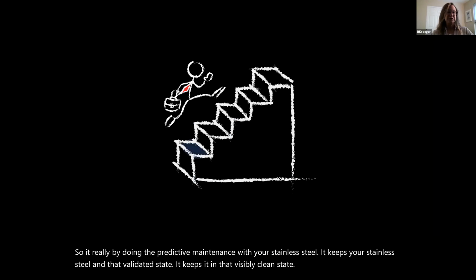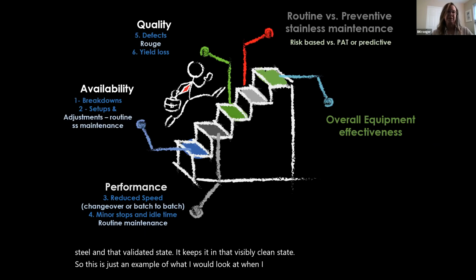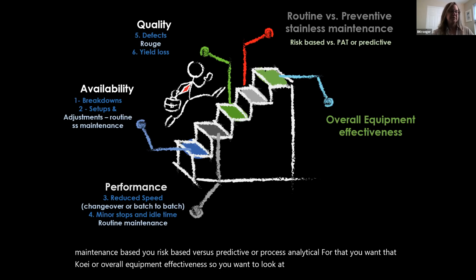So this is just an example of what I would look at when I was assessing stainless steel maintenance: risk-based versus predictive or process analytical. For that, you want that OEE, or overall equipment effectiveness. So you want to look at your performance, your availability, and your quality.